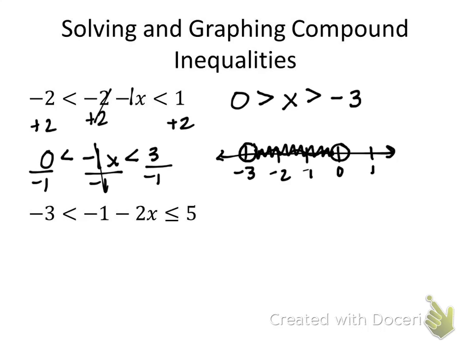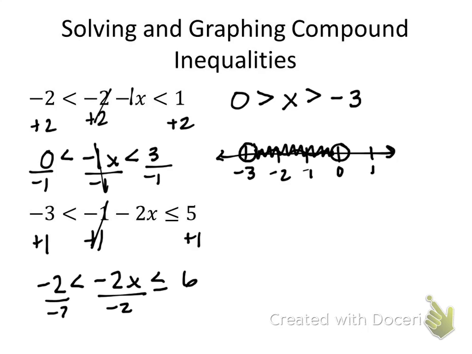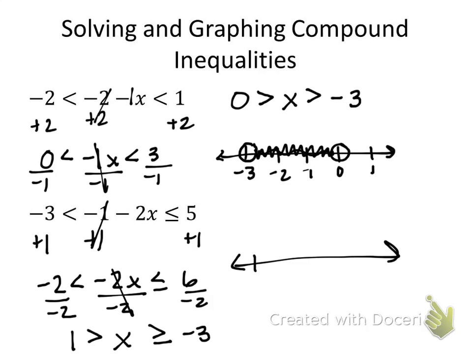Okay, let's do the next one. Add 1 to the front and the back. Negative 2 is less than negative 2x is less than or equal to 6. Now I'm going to divide by a negative number. When I divide by a negative number, negative 2 divided by negative 2 is positive 1. Flip my sign. This cancels out there, so I'm left with my x. Flip my sign again because I divided by a negative number. I get negative 3. So I know my values are going to be between negative 3 and positive 1.